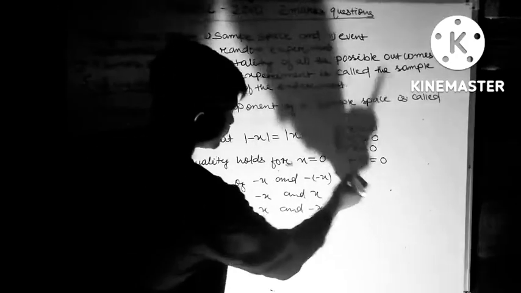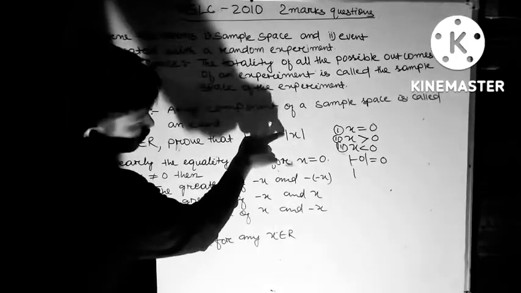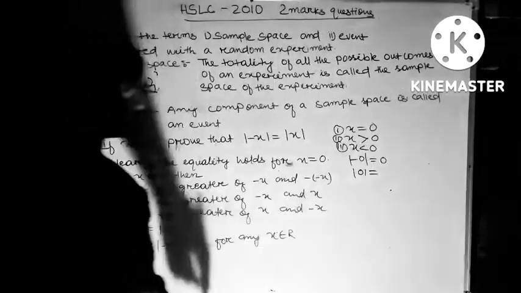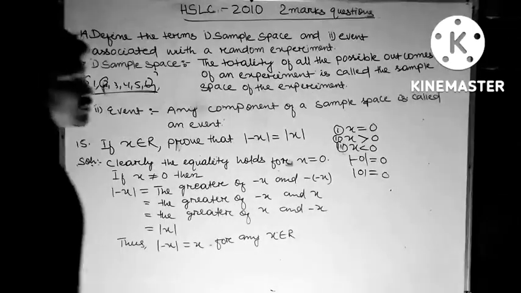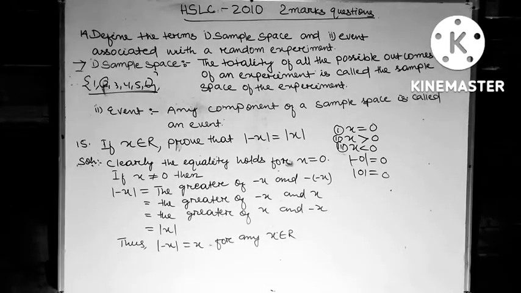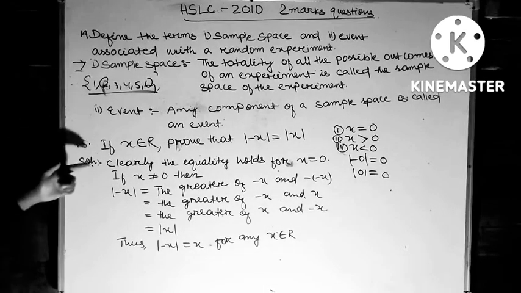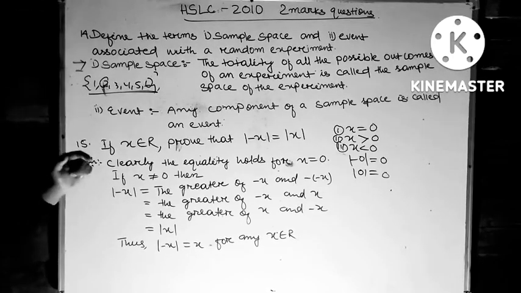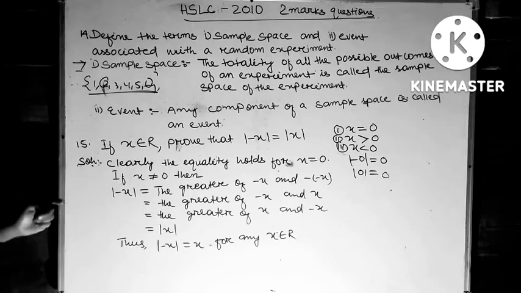If I put plus 0, then I get again 0. So whether I put plus 0 or minus 0, I get the same answer. Because of that, it is written here: clearly the equation holds for x equal to 0. X equal to 0 means it is true.